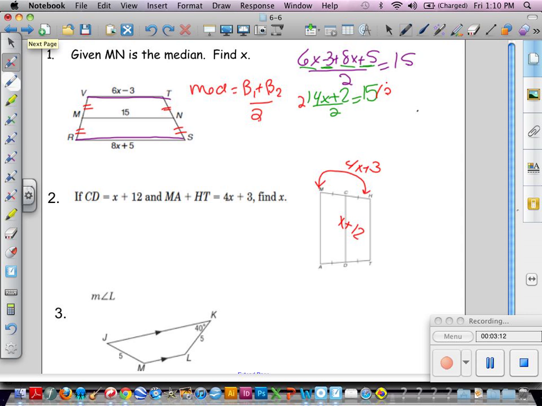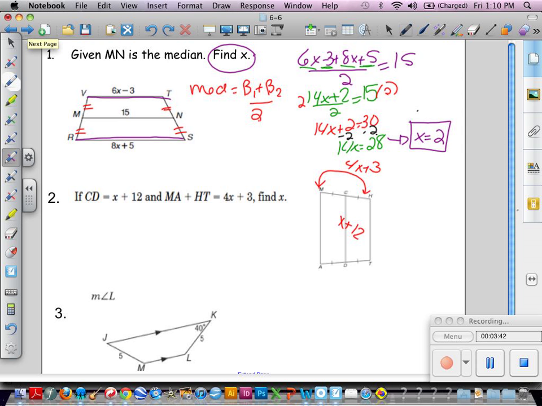You get 14x plus 2 is 30. Minus the 2. You get 14x is 28. I have to go over to the side here. x equals 2. Is that the answer I'm looking for? Do I need to do more? That is what I'm looking for. Box in your answer.